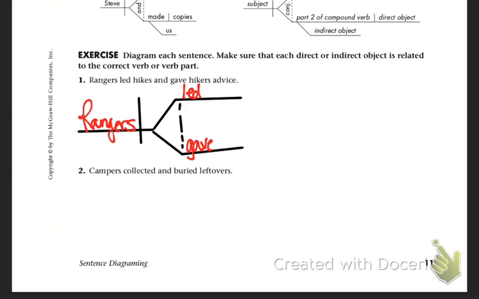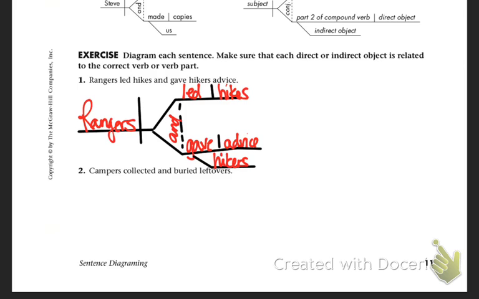What did they lead? Hikes, the direct object at the top. Hikes. And gave what? Advice. To whom? Hikers. Goes underneath the verb. Hikers. You see it? Simple? Fairly simple, yes? Yes.